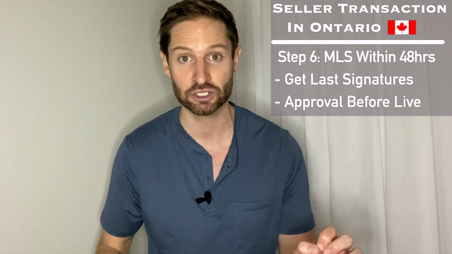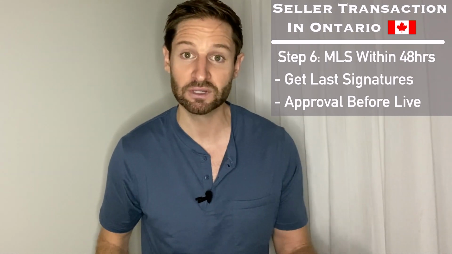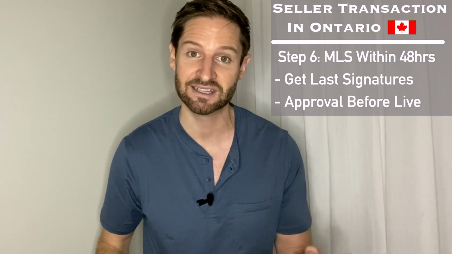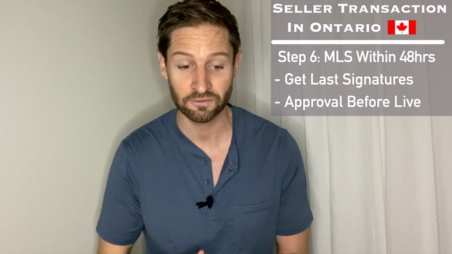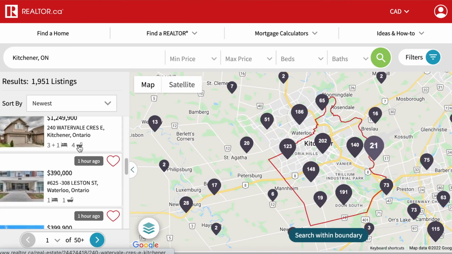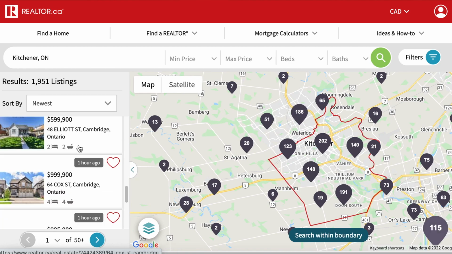But with that set up and all ready to go, we move to step 6, get last signatures within 48 hours. This is a really fast step, but we'll need to get the last signatures from our clients before this property hits the MLS. Different boards do this a little differently, but essentially we just need our clients to sign off on all of the details we've put into the listing that's going to go up on realtor.ca.